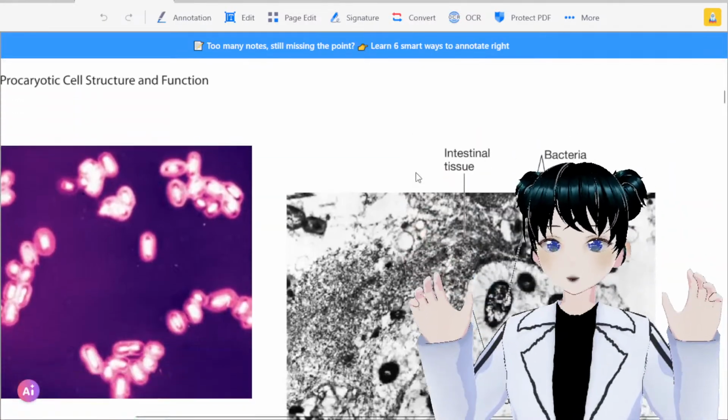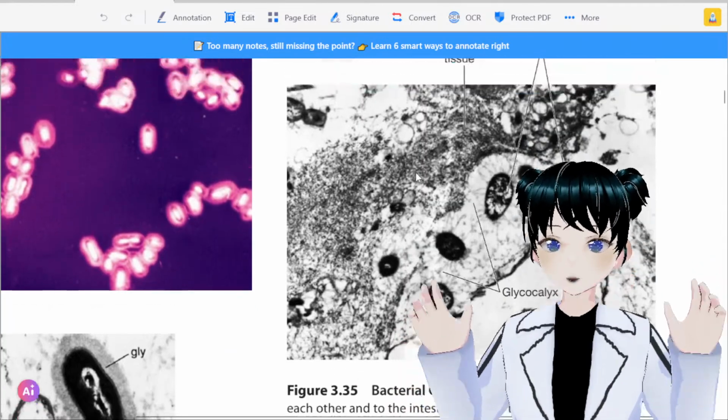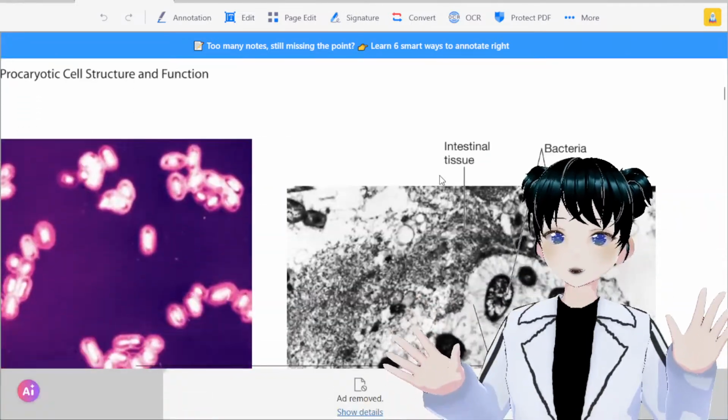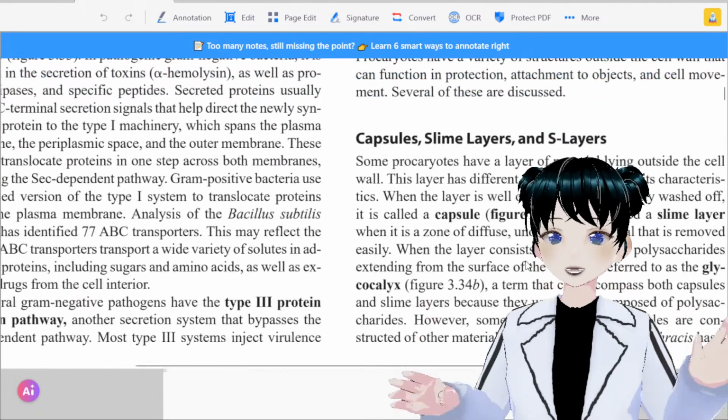The next is the slime layer. The slime layer is the same as the capsule, but function-wise it's different. Now the S layer is also the same.